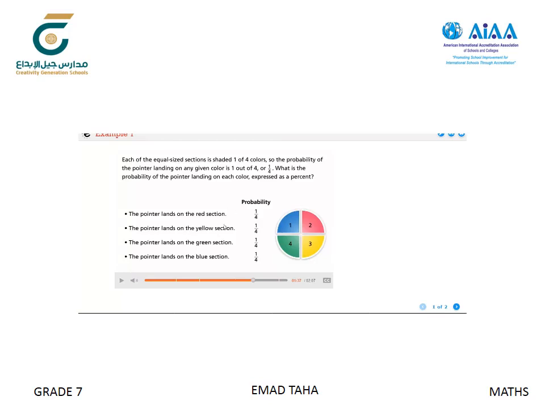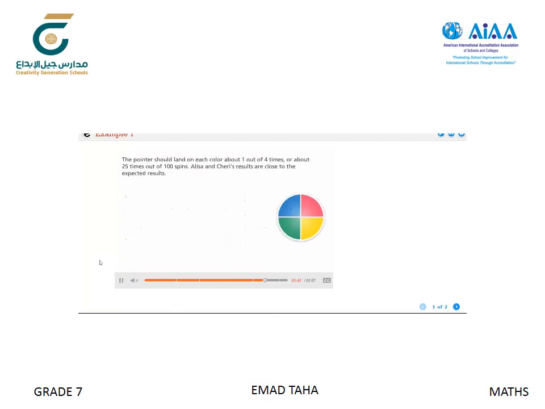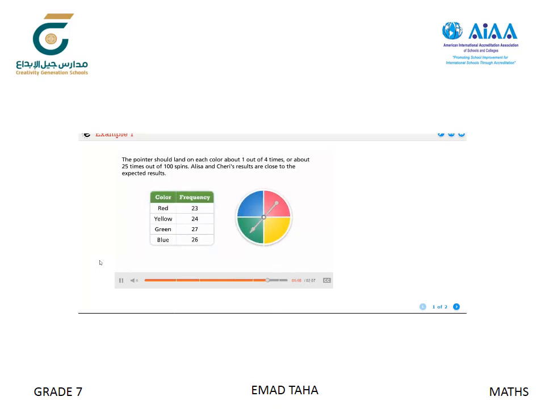And when we convert the decimal 0.25 to percent, it means 25%. And the half is 50%. Also 3/4 is 75%. Since 1/4 equals 25%, the probability can also be written as 25%. The pointer should land on each color about 1 out of 4 times, or about 25 times out of 100 spins. Alyssa and Sherry's results are close to the expected result.